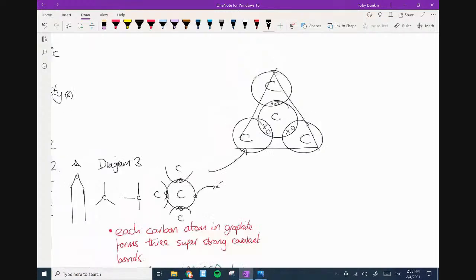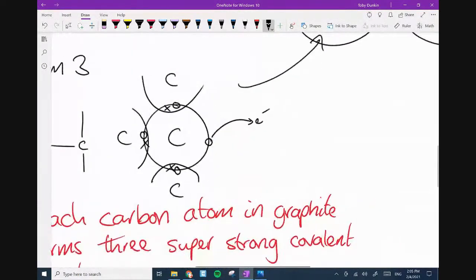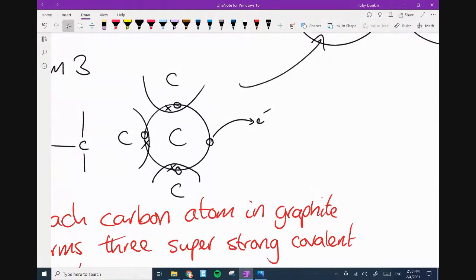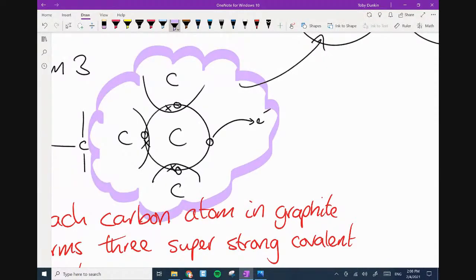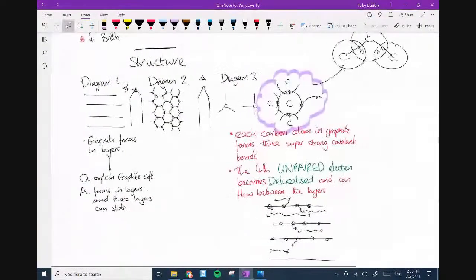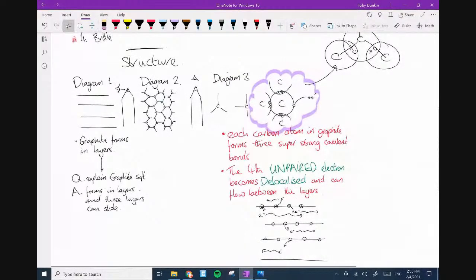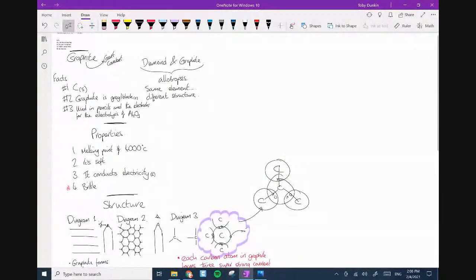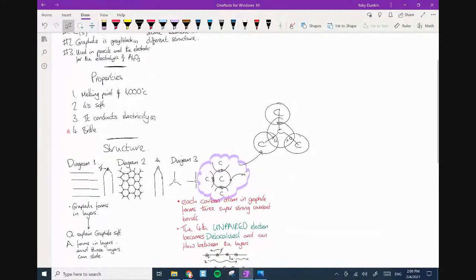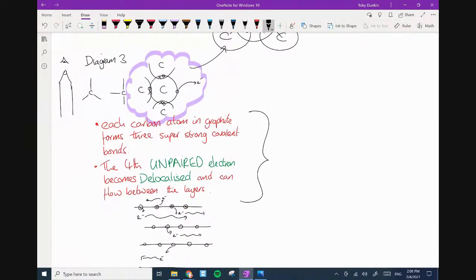And so the stick diagram over the top is in this triangle shape. Kind of cool, that. But that's actually the most important diagram right there. Learn that one. Let's put it in a bubble. So 3 beautiful diagrams of graphite. And this now actually explains the property of conducting electricity. So we've picked up soft, which is the layers. And now this explains, so question, explain why graphite conducts electricity.